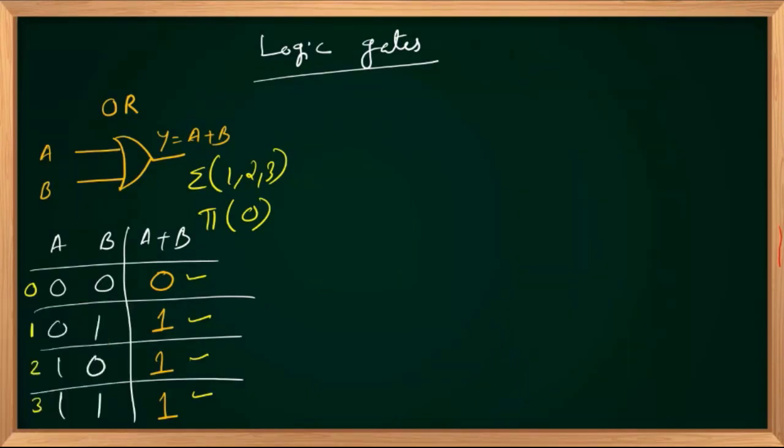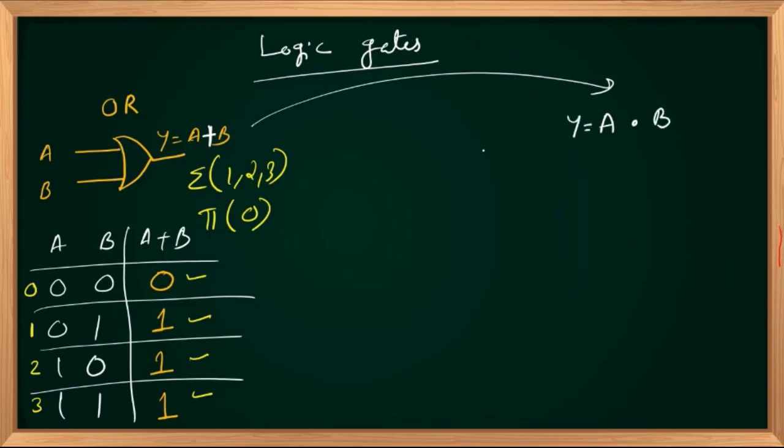Okay. Let us move to the dual gate of OR. What is the dual gate of OR? OR was A or B. What is the dual expression of A or B? Replace OR with AND, correct? A and B. Y equal to A and B.